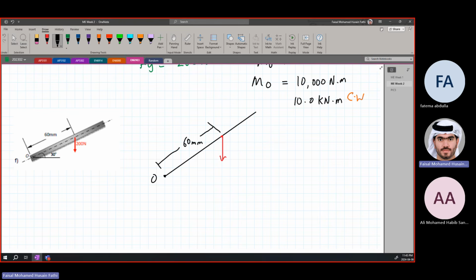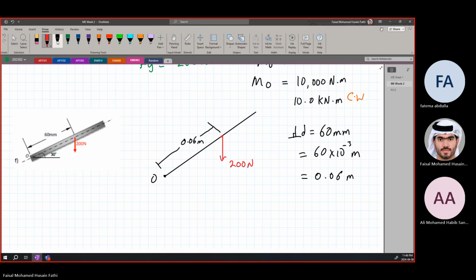The first thing I would do is change this perpendicular distance from 60 millimeters to 60 times 10 to the minus 3 meters, which is equal to 0.06 meters. So first I change this perpendicular distance into meters, then I can remove this and write from the very beginning that this is 0.06 meters. The force given is 200 newtons, and the angle we have here is 30 degrees.